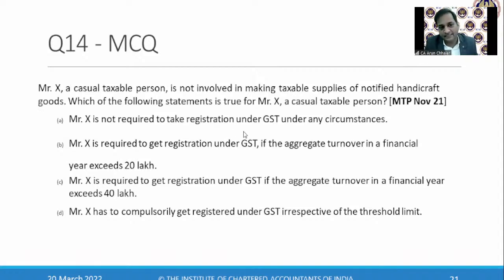Mr. X, a casual taxable person, is engaged in making taxable supplies of notified handicraft goods. Which of the following statements is true for Mr. X? Select option A, option B, option C, option D. Select the correct answer. It's a very easy question. Absolutely correct.